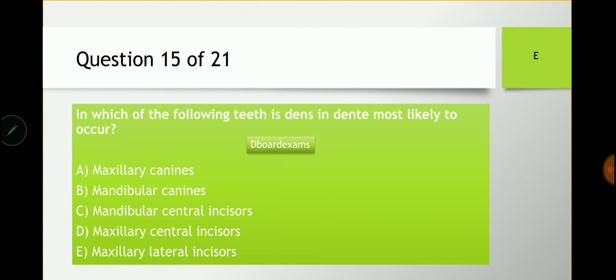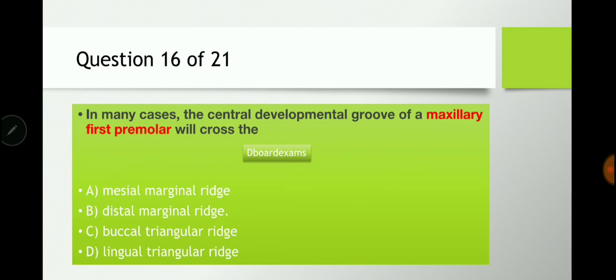So going on to question 16. Here I highlighted in red. In many cases, the central developmental groove of a maxillary first premolar will cross there. So you have to know maxillary premolars. You have to know their anatomy.